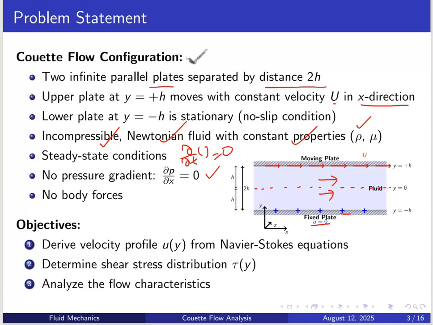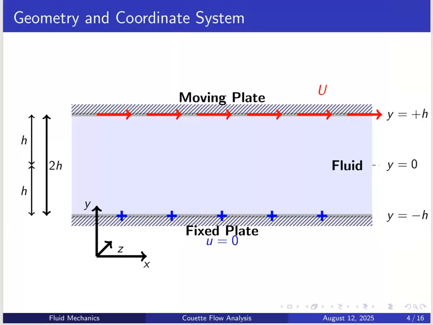Now here are the objectives. Derive velocity profile u(y) from the Navier-Stokes equation. Determine shear stress distribution tau(y) and analyze the flow characteristics. Now here is the geometry and coordinate system. I already talked about that.